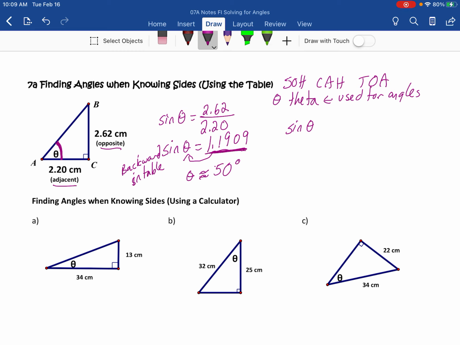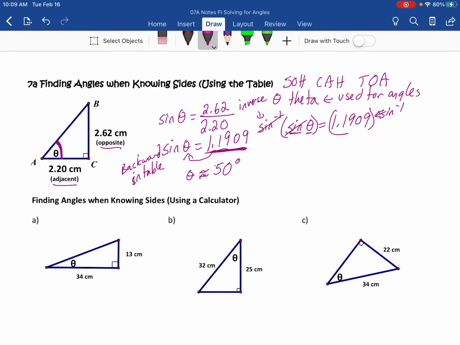This isn't going to be as accurate as if we use a calculator, so I'm going to show you how to use the calculator. I still have the ratio equal to 1.1909. I want to get my angle by itself, so essentially you're going to do the inverse sine, which is the equivalent of what we just did. I'm going to take the inverse sine of both sides. Sine and inverse sine basically cancel each other out, for lack of a better term.